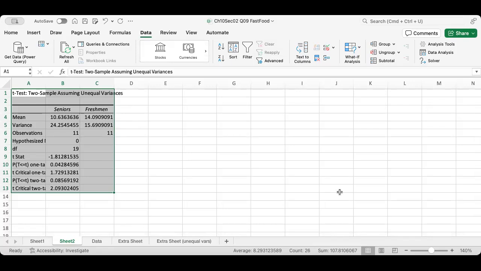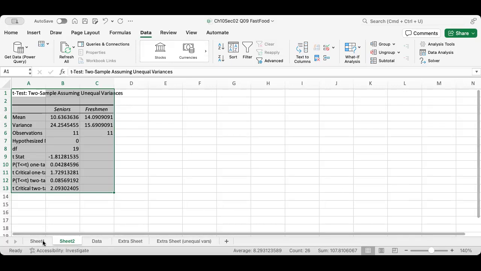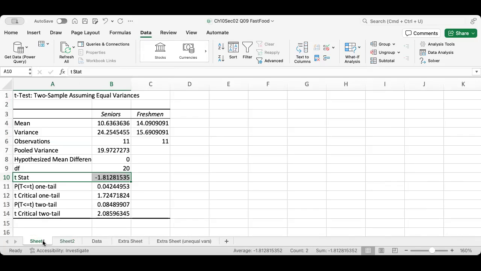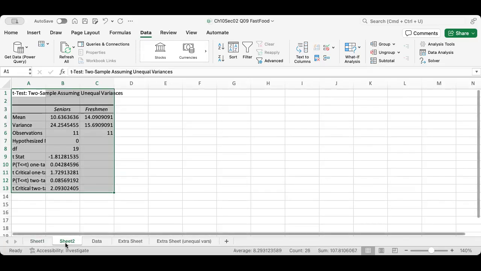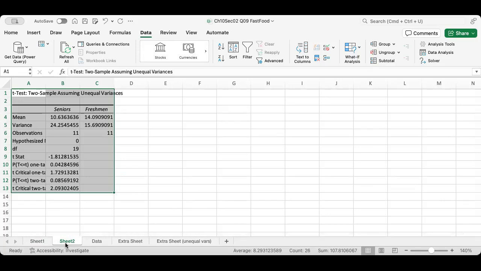This says reject the null hypothesis. We did do different math, though. How do I know? DF on this test was 20. 11 plus 11 minus 2. The DF on this test was only 19. So our decrease in the degrees of freedom loosened our setup a little bit more, but because we made that assumption and used the actual variances, we got a different answer.